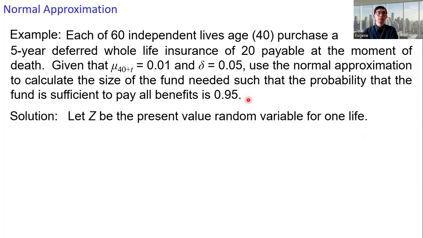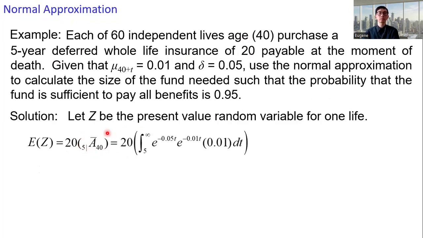All right, the solution. Let Z be the present value random variable for one life. The expected value of Z is 20, the death benefit, times the expected value of the 5-year deferred whole life insurance at age 40. And upon calculation, we get the expected value of Z.